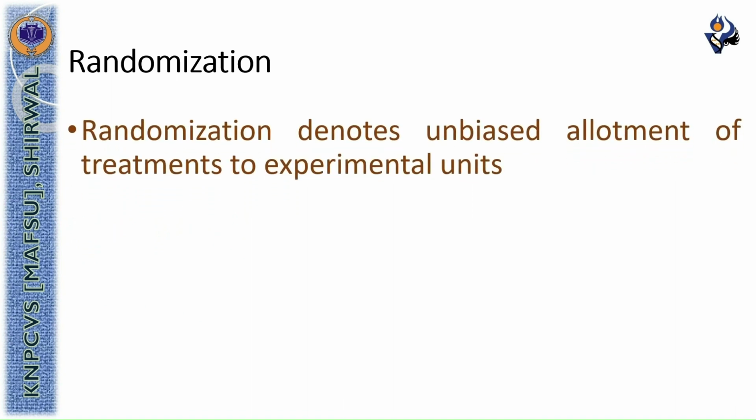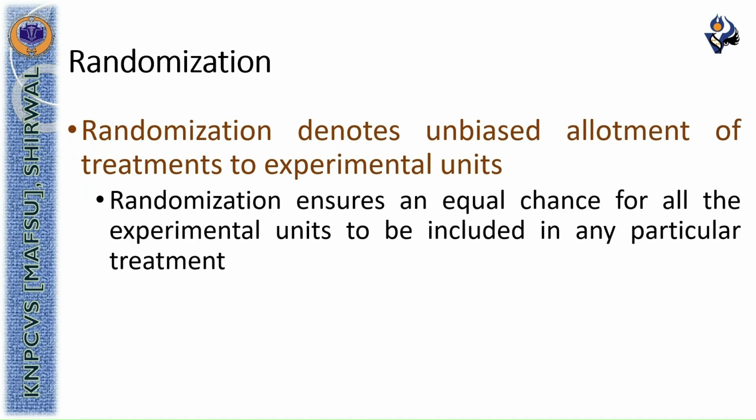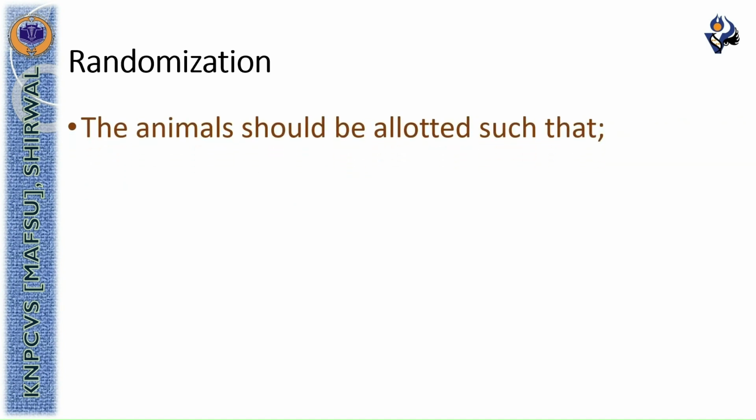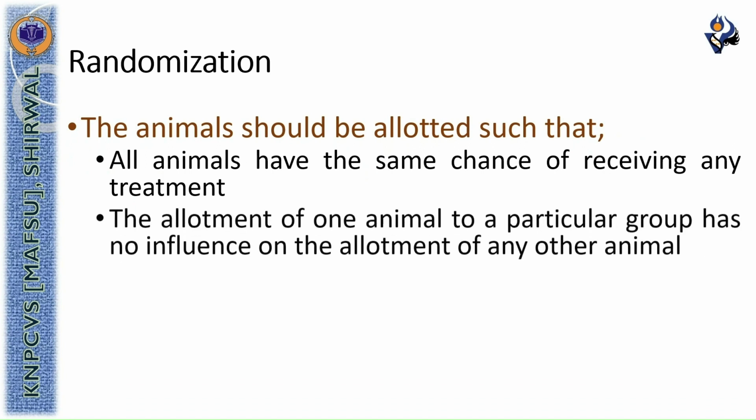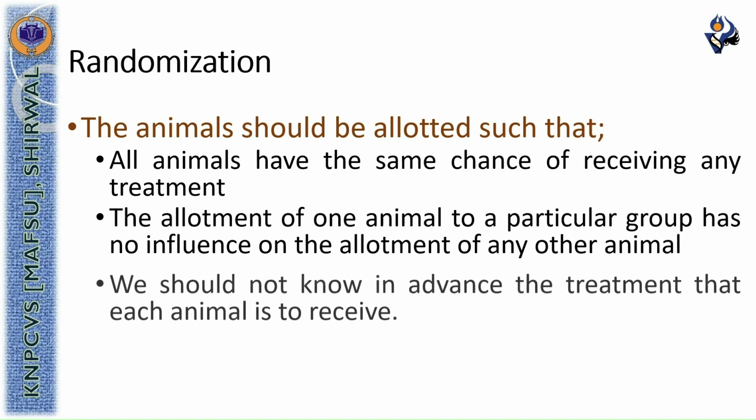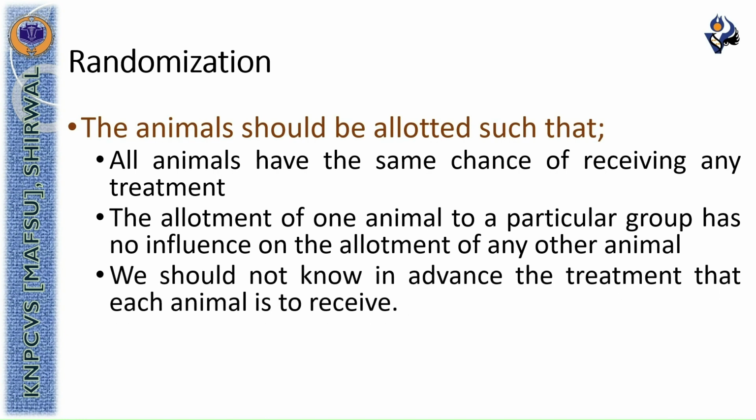Randomization denotes unbiased allotment of treatments to the experimental units. Randomization ensures an equal chance for all the experimental units to be included in any particular treatment. The animals should be allotted such that all animals have the same chance of receiving any treatment. The allotment of one animal to a particular group has no influence on the allotment of any other animal. We should not know in advance the treatment that each animal is about to receive.